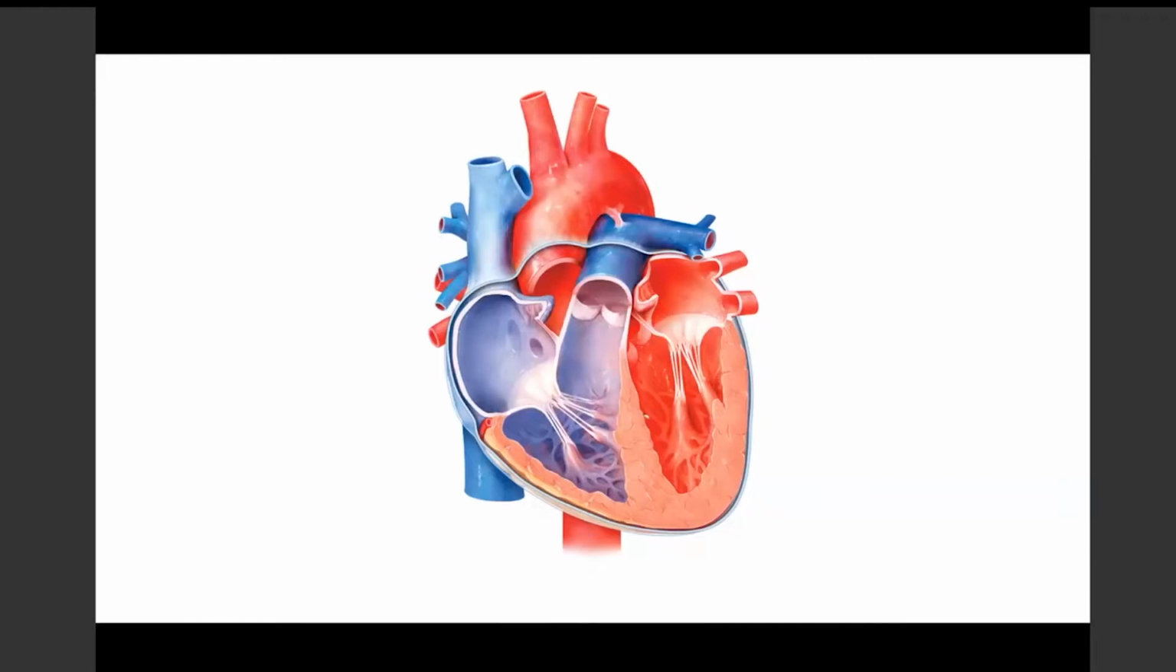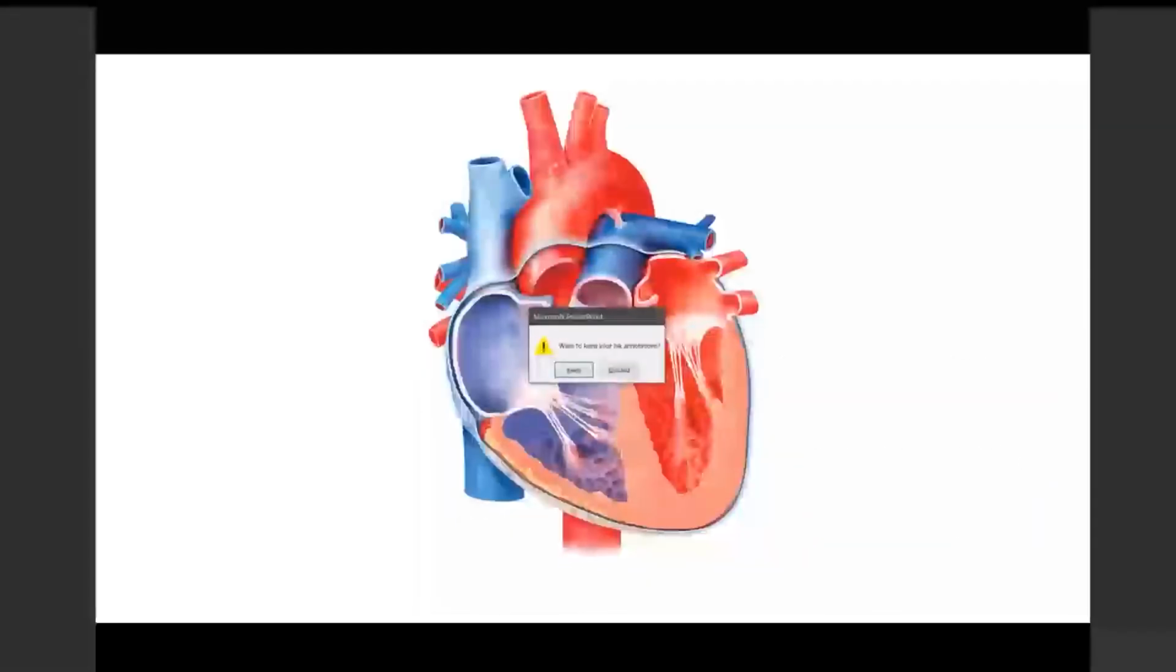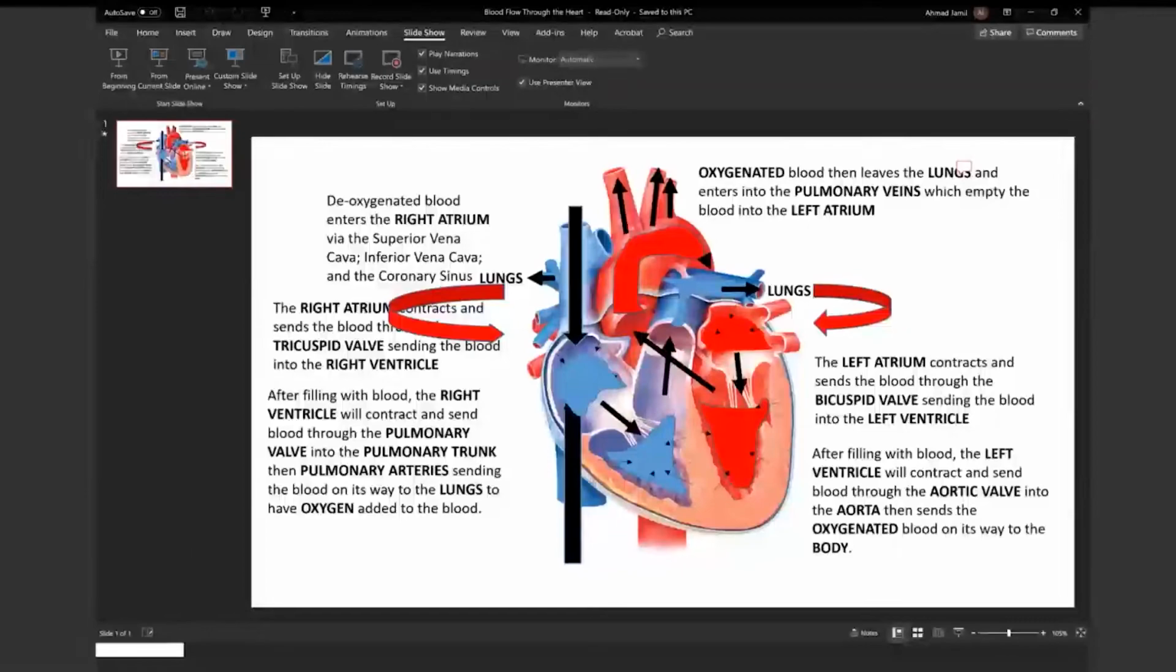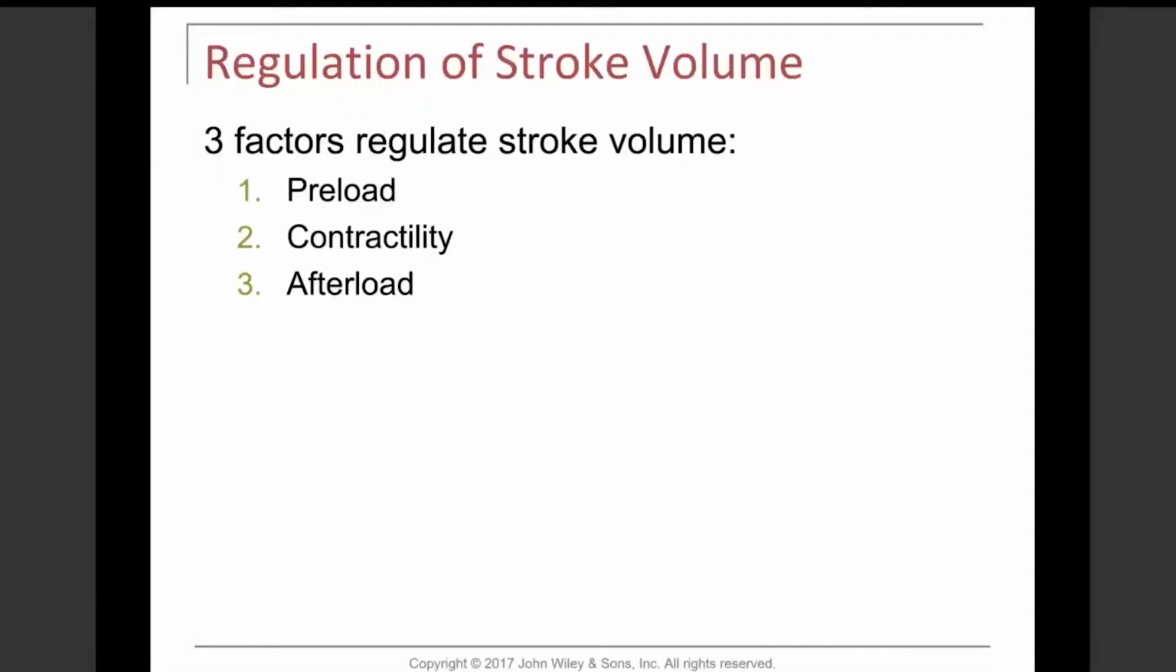There's more pressure to overcome, right? Therefore, it would be more difficult for you to eject blood out of the heart, and therefore your ejection phase will be shorter, right? Let's jump back to the slide here and talk about contractility as well, right? And we'll relate all three of these in a second, okay?